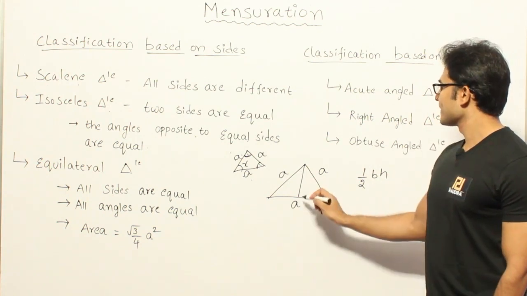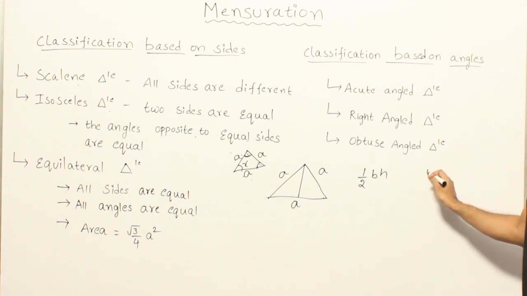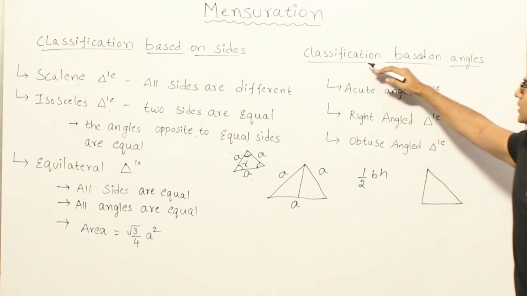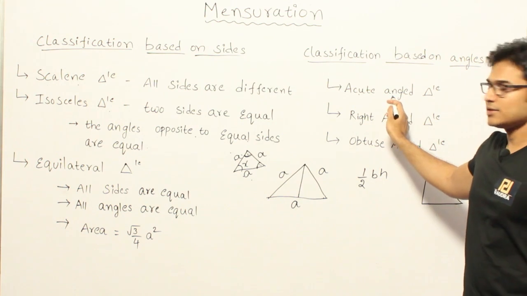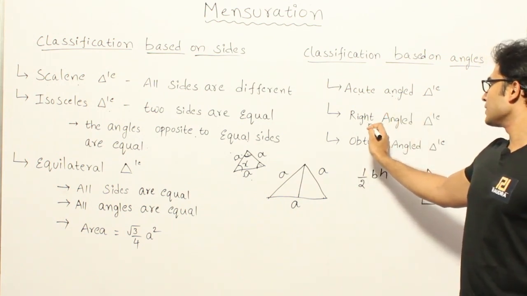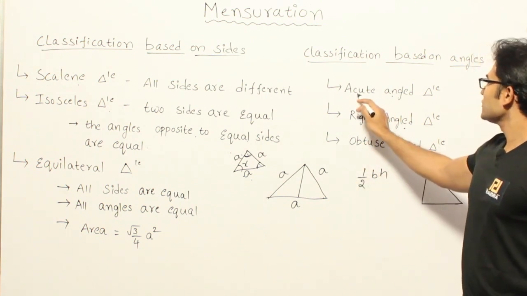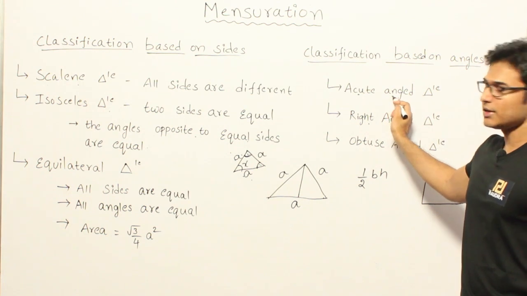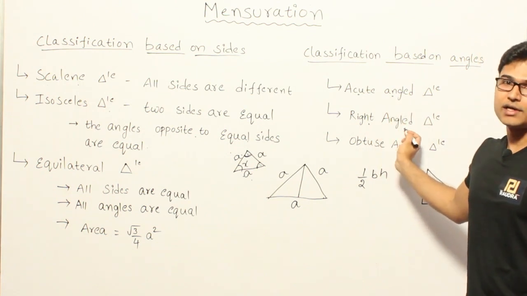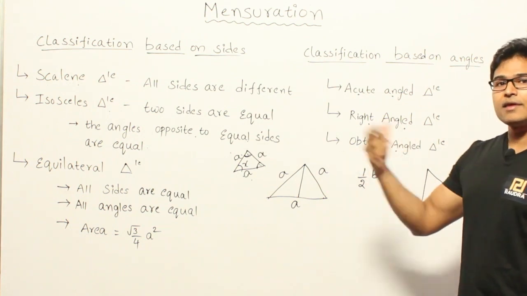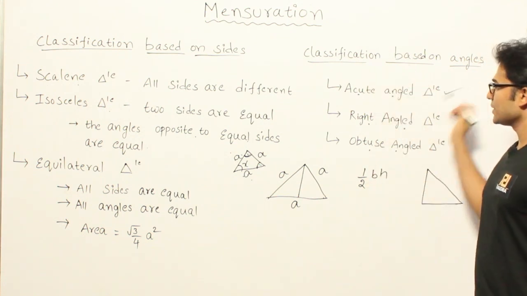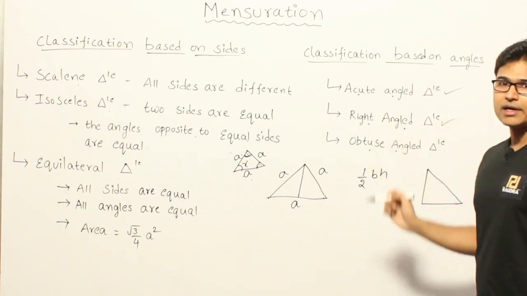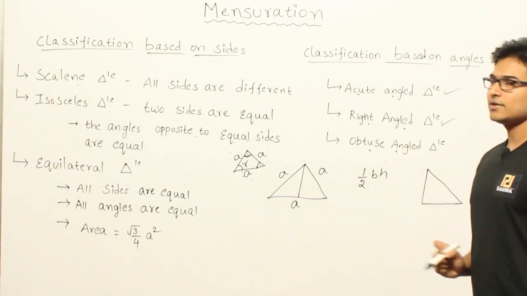Now if I can find out this height, I can find out the area, half into base into height, right? Now if you observe, in a right angle triangle we have a property. We are going to classify the triangles based on the angles. If all angles in a triangle are less than 90 degrees, then it is called an acute angle triangle. If one of the angles is equal to 90 degrees, it is called a right angle triangle. And if one of the angles is greater than 90, it is called an obtuse angle triangle. Got it?